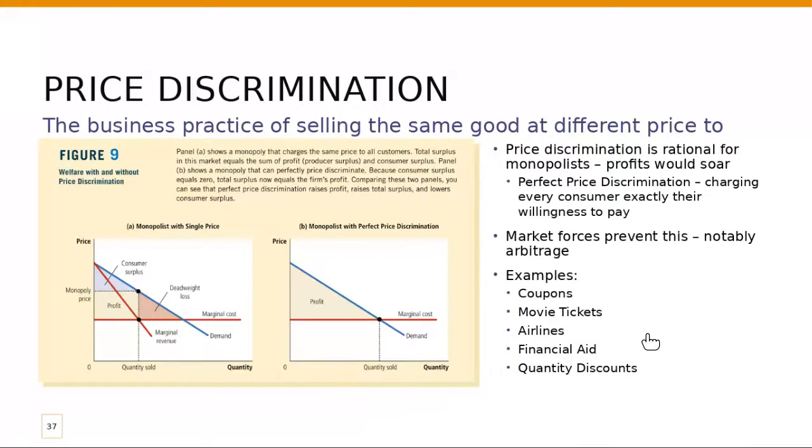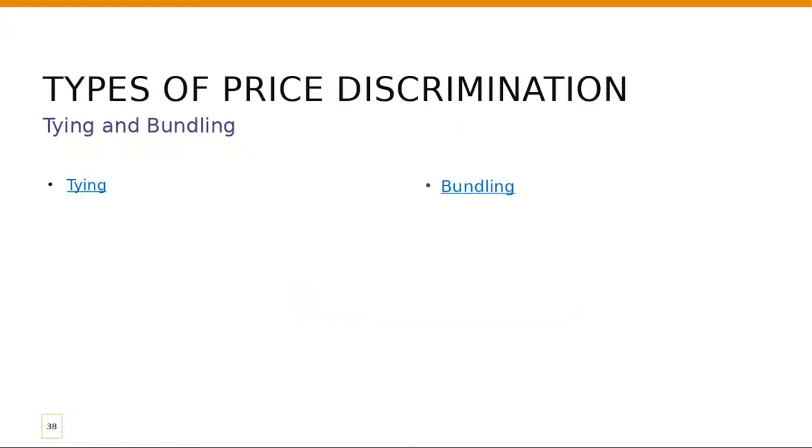Finally, we mentioned financial aid, and then quantity discounts. People that buy in bulk, businesses, churches, community centers, etc., things that need to buy in a large amount, they'll buy in bulk. And quantity discounts are a way of attracting their business.